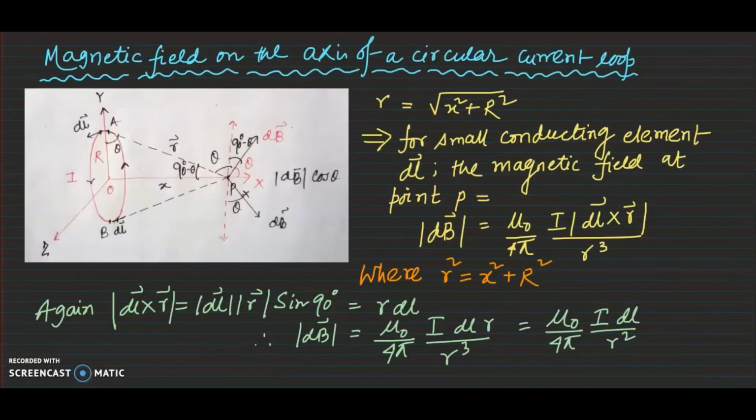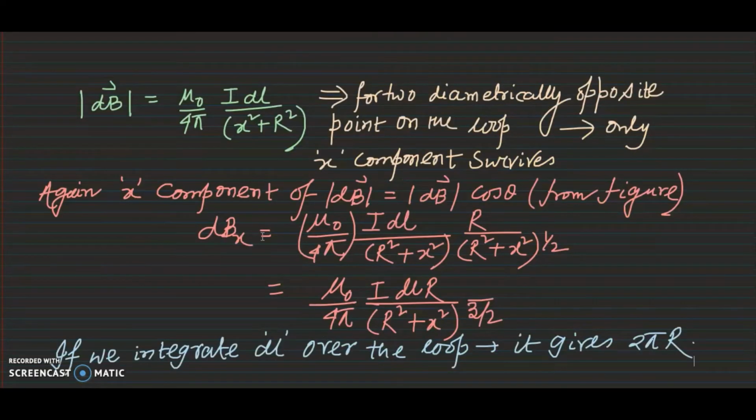From this figure, if this angle is theta, this means dB cosine theta. So the x component is the mod of dB cosine theta. So I write dBx equal to mu 0 by 4 pi I dl divided by r square plus x square, times cosine theta, which has a value of capital R divided by r square plus x square whole to the power half.